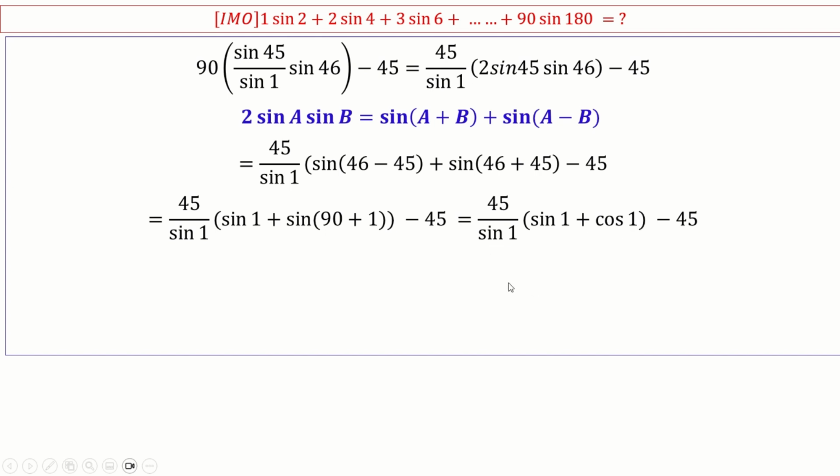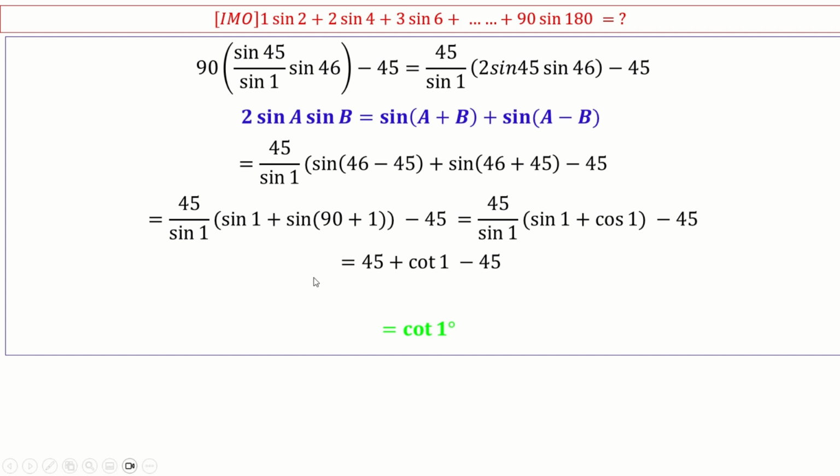Cos 1 by sin 1 is cot 1. So cot 1 degree is the answer of this expression. You can see it is such a big expression, but finally it is nothing but cot 1. So this is the value, and this is how we should solve.